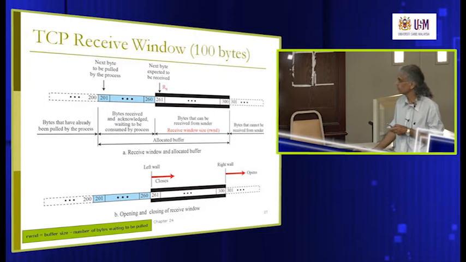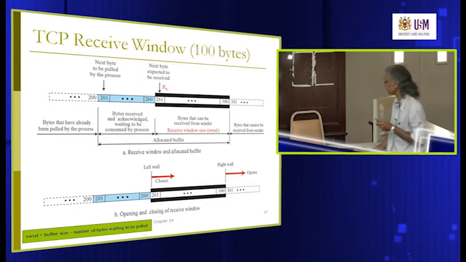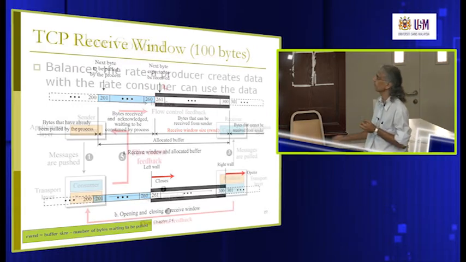So the receive window is basically the buffer size minus the number of bytes waiting to be pulled. The window size equals the buffer size minus the bytes of data waiting to be consumed by the user. So in this case, the receive window does not shrink. This size remains more or less the same. Alright.